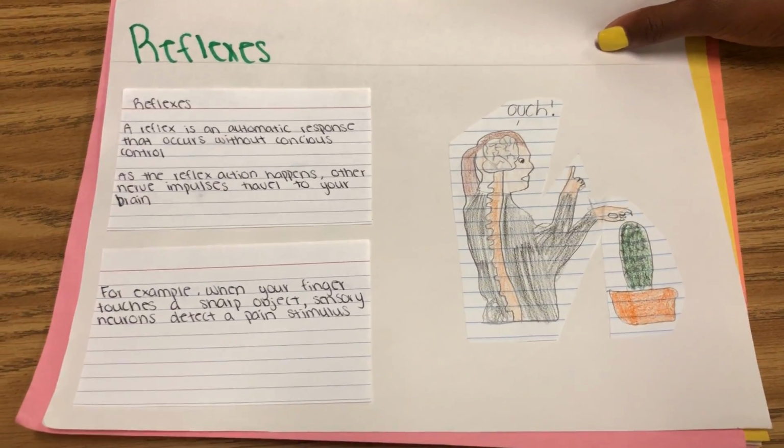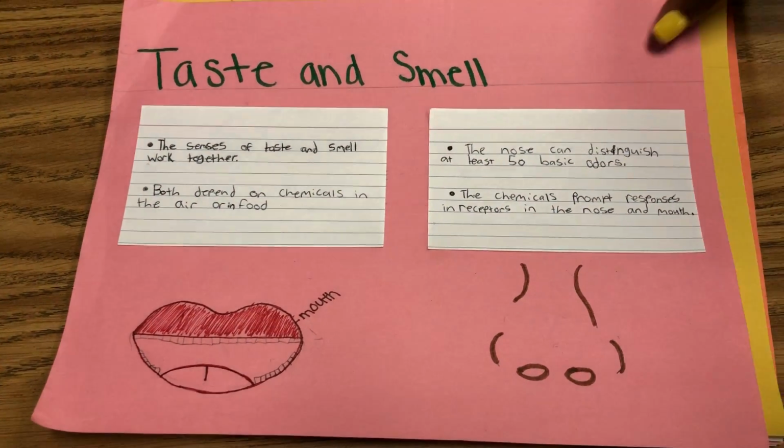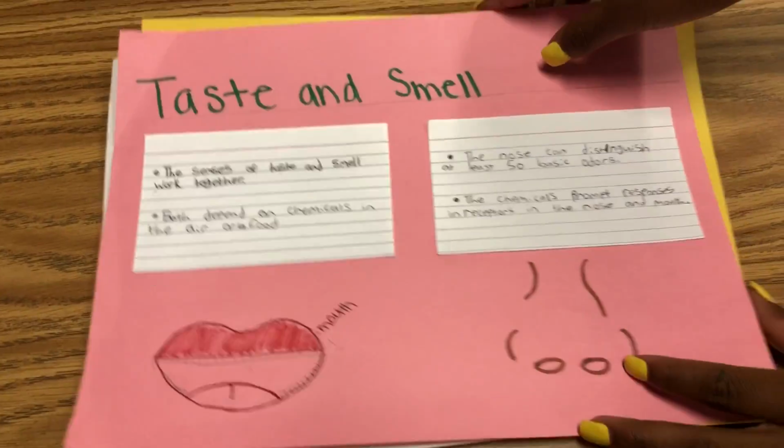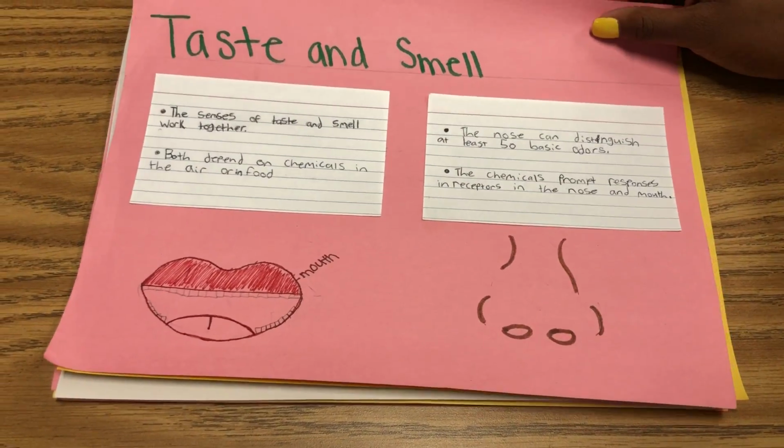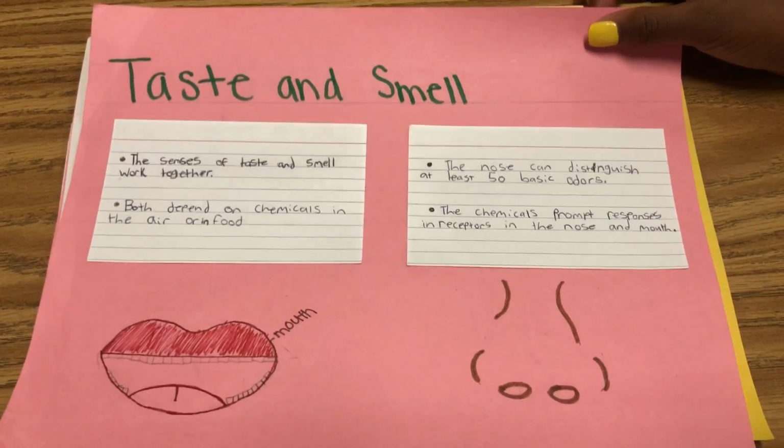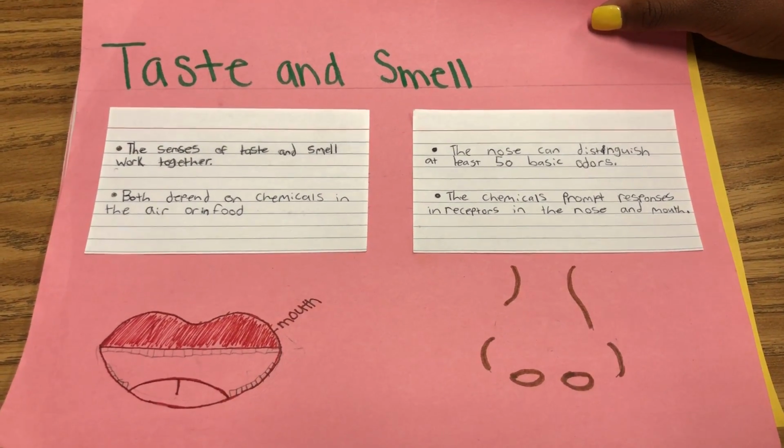The senses of taste and smell work together. Both depend on chemicals in the air or in food. The chemicals prompt responses in receptors in the nose and mouth. Nerve impulses then travel to the brain and are interpreted as smells or tastes.